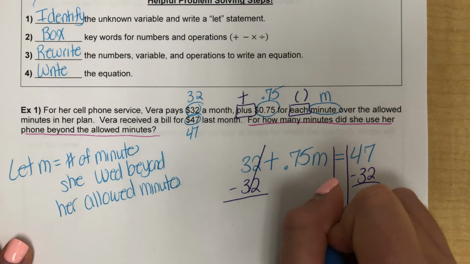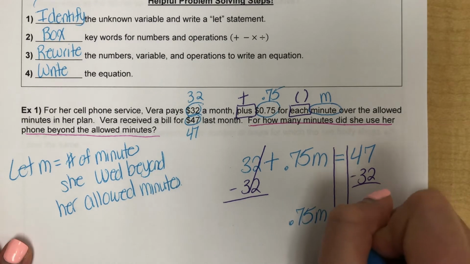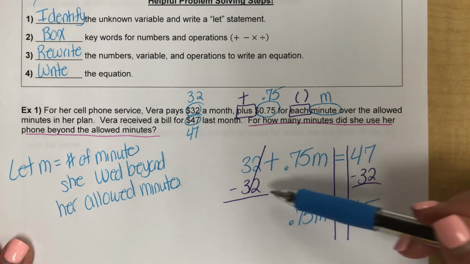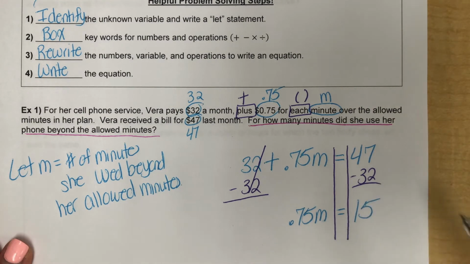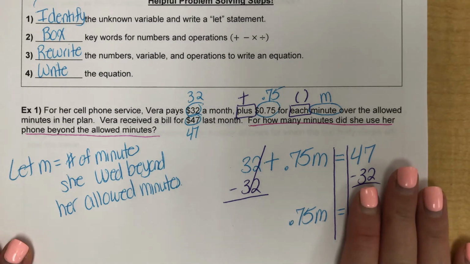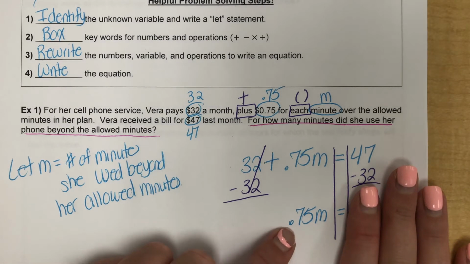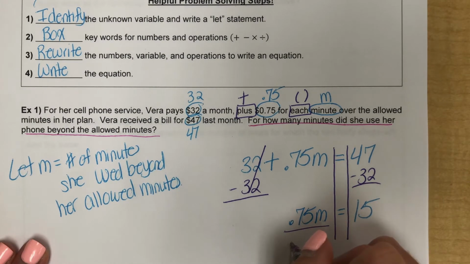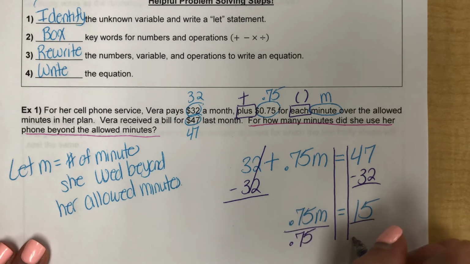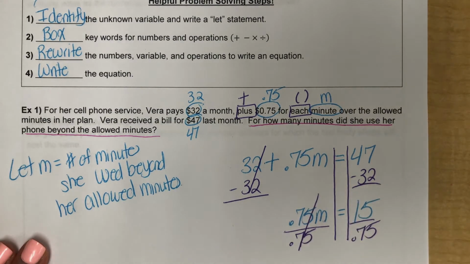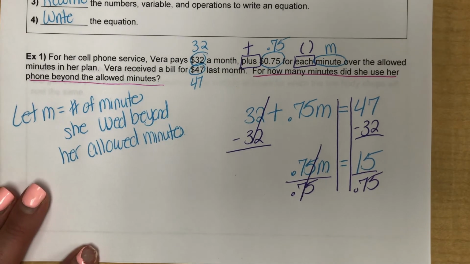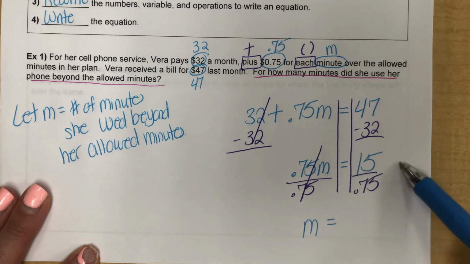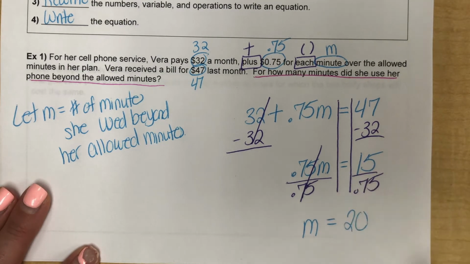Now I have 0.75m equals 15. Again, I'm always organizing my work. I want to get m by itself. m is on the left-hand side, so I'm only looking at the left-hand side. Well, how am I going to get rid of that 0.75? I know that the opposite of multiplication is division. So I'm going to divide 0.75 on both sides. That cancels out. So now I'm left with m equals. You would type this into your calculator and you would see that the answer is 20.